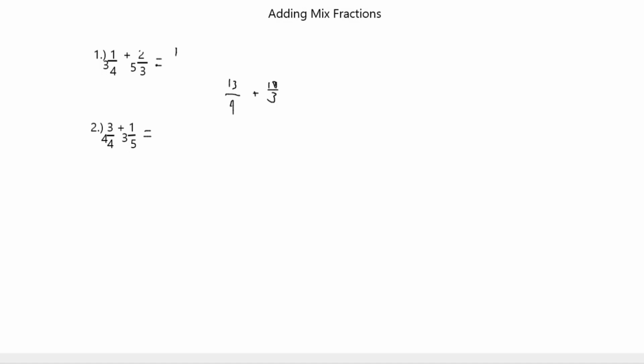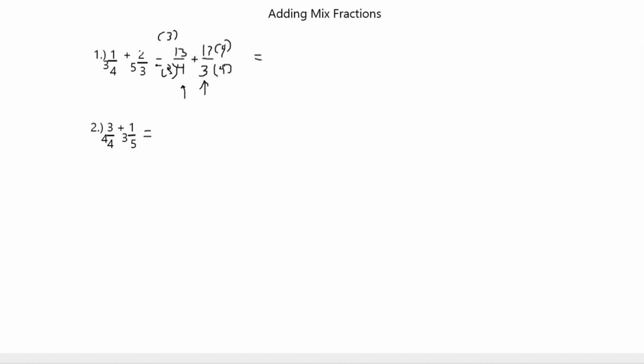Let me just rewrite. You have 17 over 3. So let's add these. Look at the first fraction, look at its denominator, and then multiply it to the second fraction. So we got 4 here, and look at the denominator of 3 of the second fraction, multiply it to the first fraction.